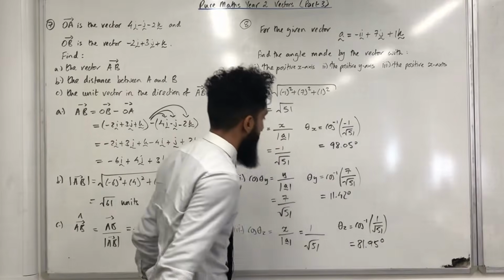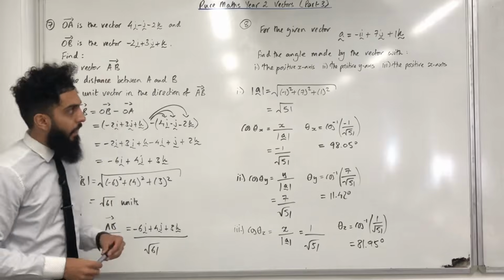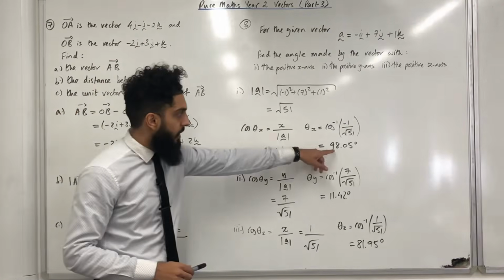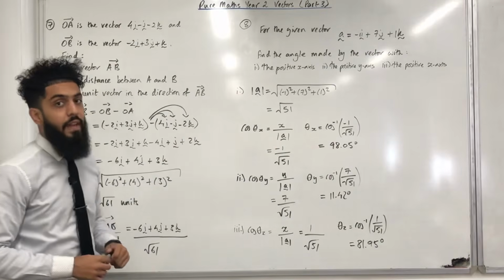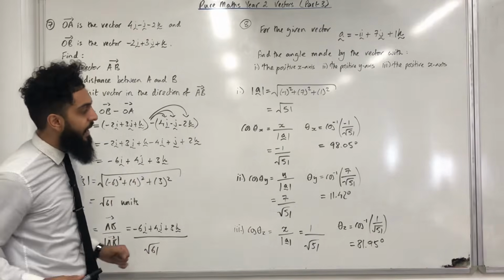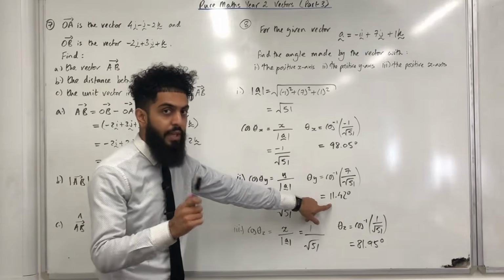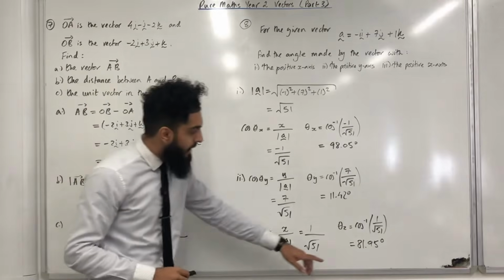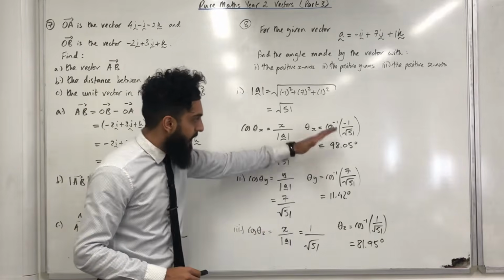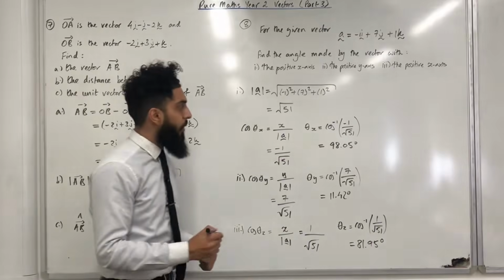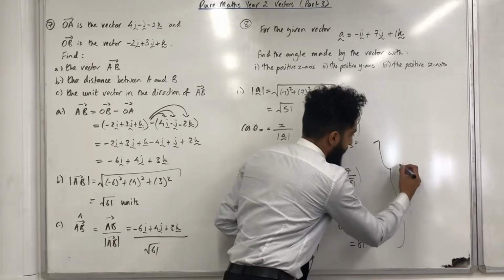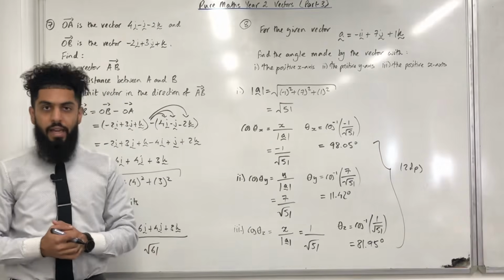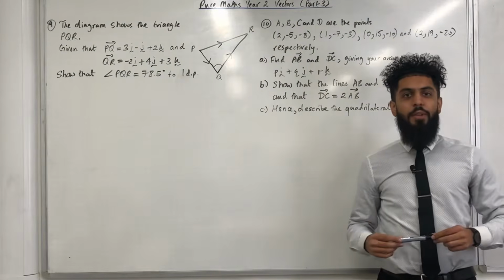81.95 degrees. So the angle that the vector A makes with the positive x-axis is 98.05 degrees. The angle that the vector A makes with the positive y-axis is 11.42 degrees. And finally, the angle that the vector A makes with the positive z-axis is 81.95 degrees. Each of these angles are rounded off to 2 decimal places. And that there, ladies and gents, completes question number 8. Moving on to question number 9.